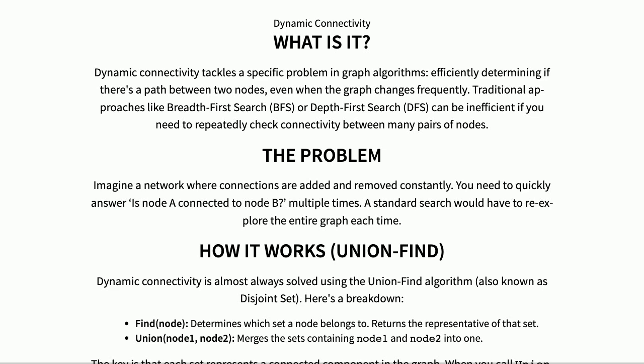The secret weapon here is union find, also known as disjoint set. Think of each set in the union find data structure as representing a group of interconnected nodes, a connected component. When you add or remove a connection, we use union to merge or split these groups. So, find tells us which group a node belongs to, and that's all we need for quick connectivity checks.